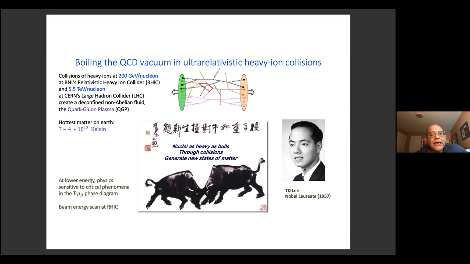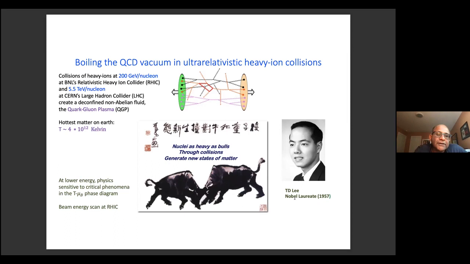A consequence is that we achieved T.D. Lee's dream of really boiling the vacuum to very high temperatures, specifically by creating a deconfined non-abelian fluid called the quark gluon plasma, which is the hottest temperature on Earth. It's about 10 to the 12 Kelvin or so, a few times 10 to the 12 Kelvin. And so what I'm going to talk about is the process of thermalization in such violent collisions.